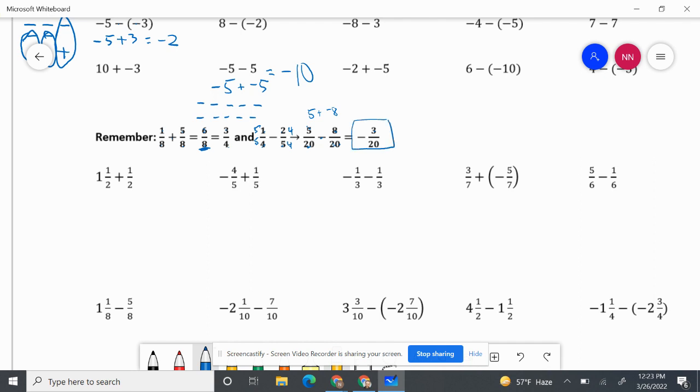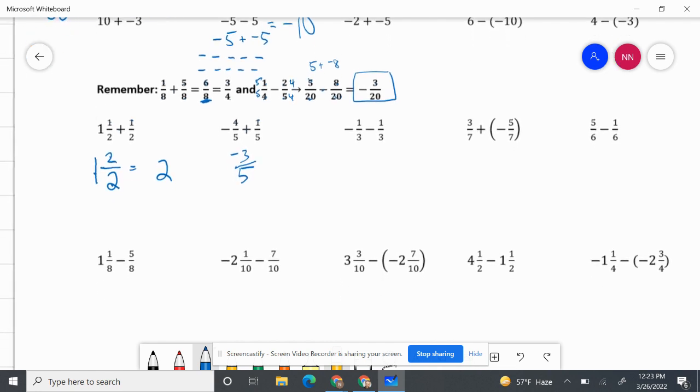So let's look at a couple of these. The first one, we have a denominator of 2. Notice that it's a common denominator. So we add the numerators. 1 plus 1 is 2. And 2 over 2 is 1. But since we already have a 1, our answer would be 2. Another one, we have negative 4/5 plus 1/5. Our common denominator is 5. Negative 4 plus 1 would be negative 3.